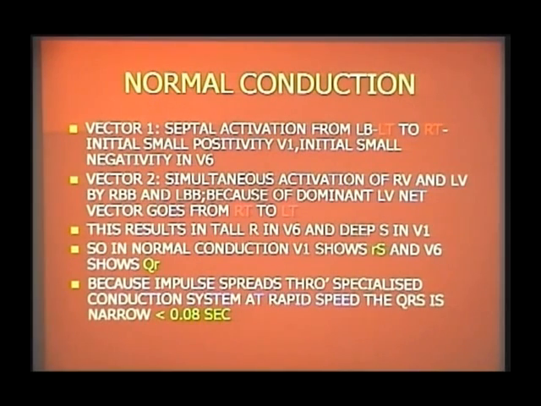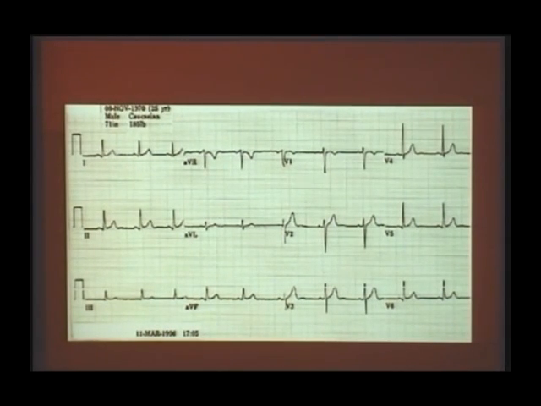Because the entire ventricular myocardium is depolarized by the specialized conduction system, which is conducting at the speed of 4000 millimeters per second. This you have to understand, and be very clear about, before we understand a bundle branch block. Every portion of the heart should be depolarized by the specialized conduction system. When that's not happening, you will have a wide QRS. So this is your normal ECG, having a QRS duration of less than 0.08 second.